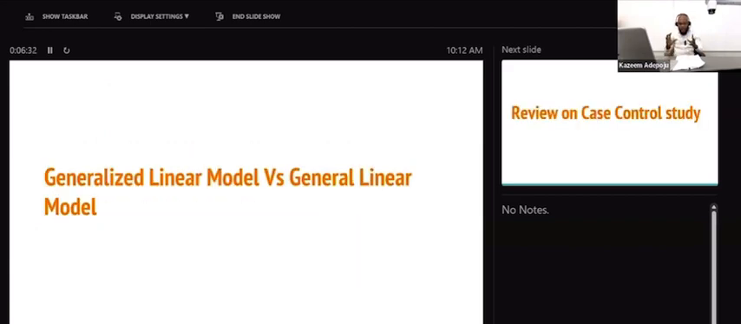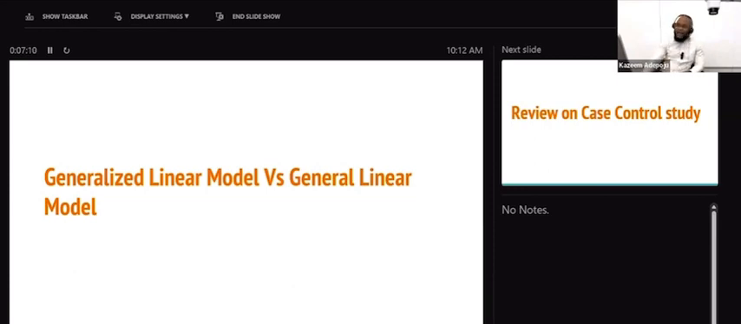I need you to pay attention to this. Very, very crucial. What is the difference between a generalized linear model and a general linear model? I'm going to tell you that when the nature of the response variable is continuous, of course, we use linear regression. We use analysis of variance. Of course, the t-test and the like actually fall under what I call the general linear model.